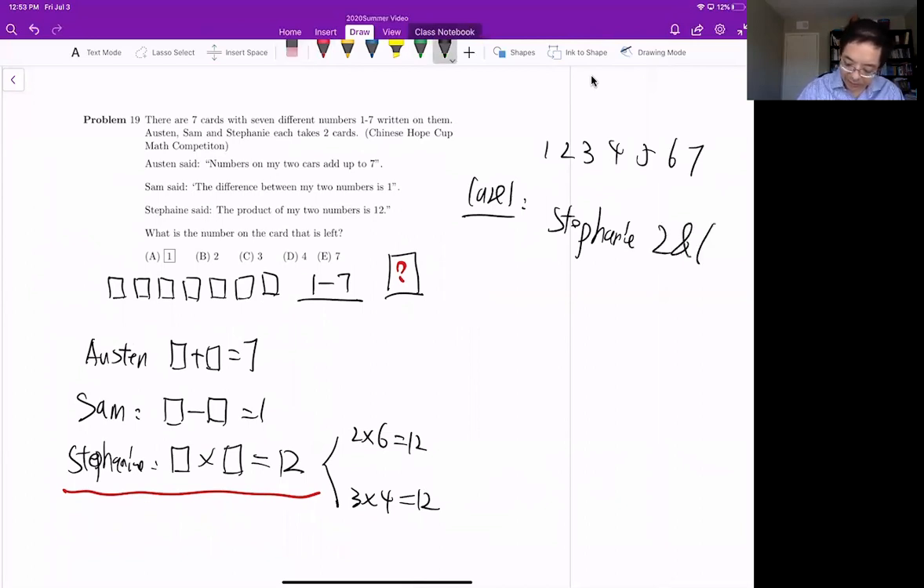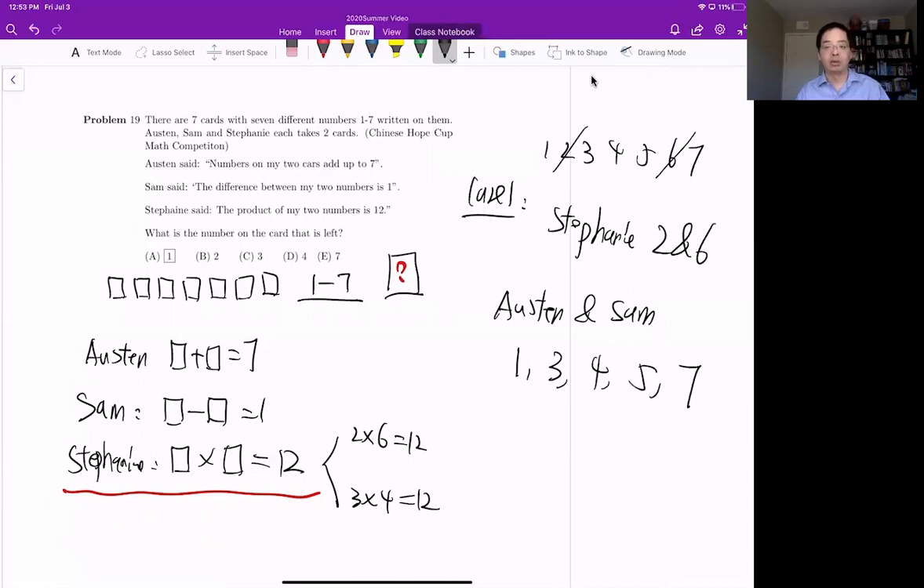Is 2 and 6. Okay, so then we can get rid of 1, 2. That means Austin and Sam will choose cards from 1, 3, 4, 5, 7. Austin says his numbers add up to 7, so for Austin, if you add up to 7, we must have 3 plus 4, right?